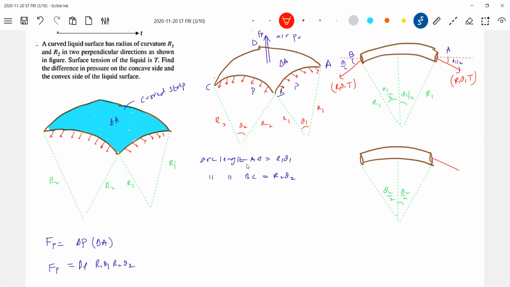The resultant force, we are showing it like this. So this should be the BC. What is the surface tension here? T. What is the length? R2 theta 2. So therefore, this should be R2 theta 2 into T. R2 theta 2 T. Okay, from where is this R1 T1? Where is it?